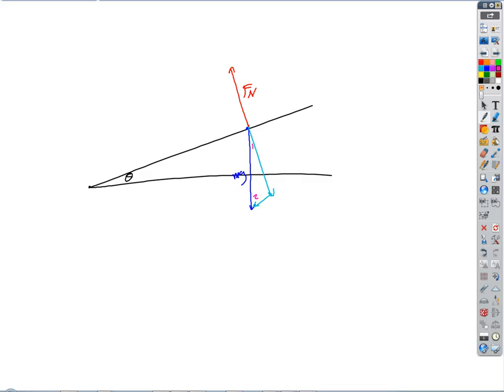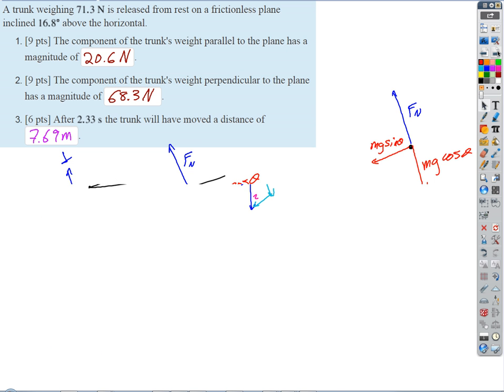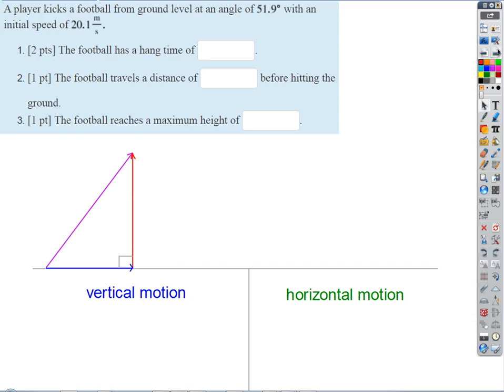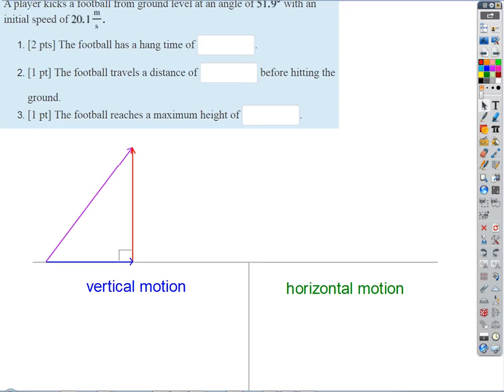Okay, so let's look at this one real quick, and then maybe just get questions answered and work. So let's look at this one, the hang time question. Football hang time. If you kick a football from ground level, and it leaves at an angle of 51.9 degrees relative to the ground, with an initial speed of 20.1, then this is the picture that you get. So we're looking at the velocities. The initial velocity vector is 20.1, and then what are these components going to be?